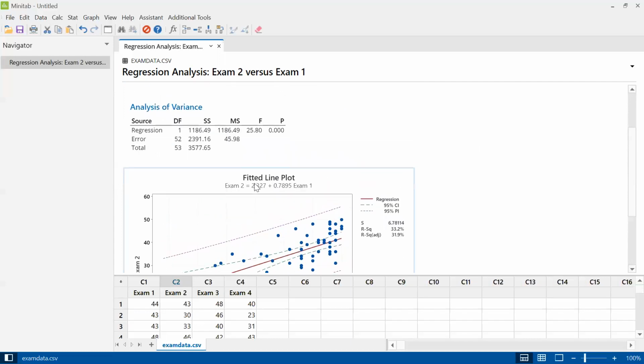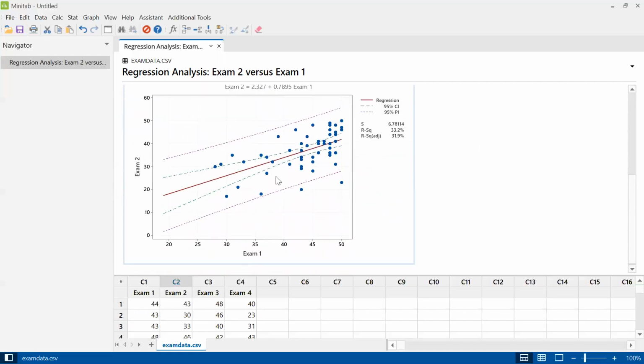If we wanted to guess someone's exam 2 score, guessing it based off of their exam 1 score would be slightly more accurate, but only a tiny bit more accurate than just guessing that they would get the same as the average exam 2 student. Exam 1 isn't going to help us guess that much.